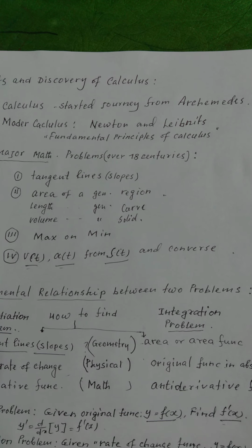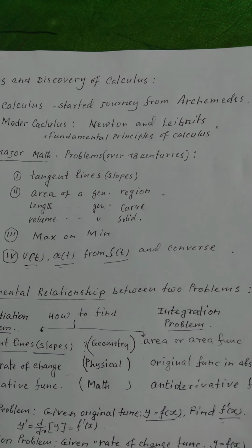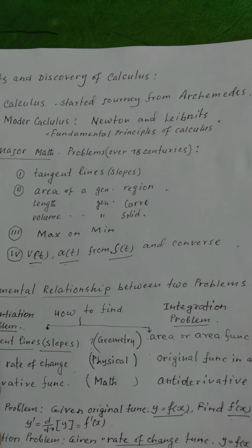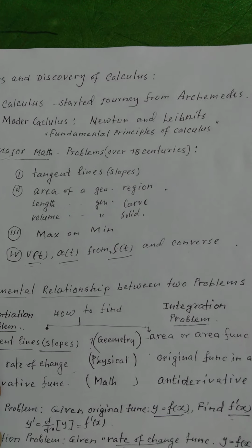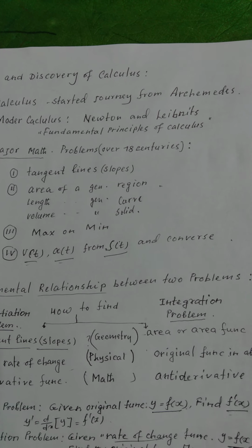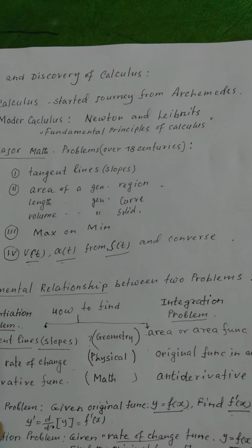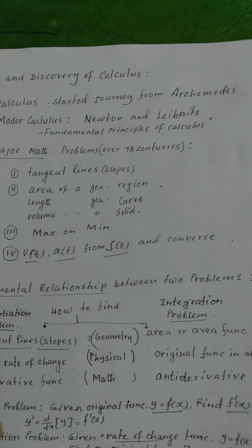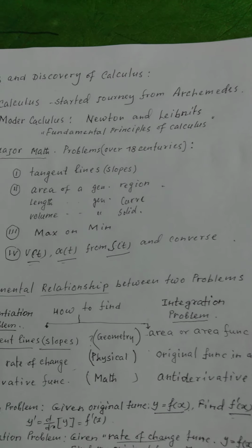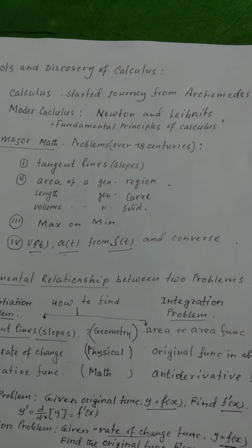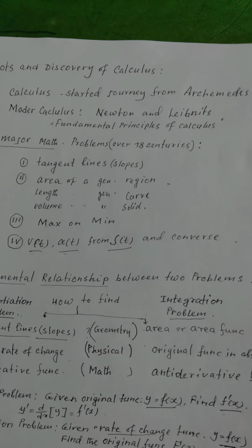But for integration, which is the converse, we are given the rate of change function, this f of x, and we find the original function capital F of x. That is, we integrate the rate of change function and find the original function, capital F of x, plus some constant c. So this is the underlying idea I wanted to say. Okay, thank you.